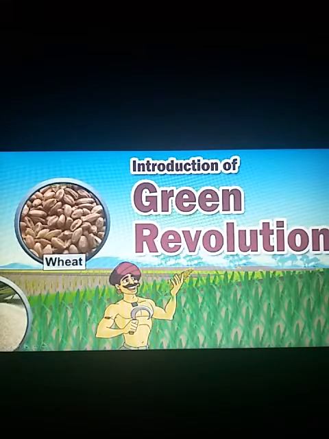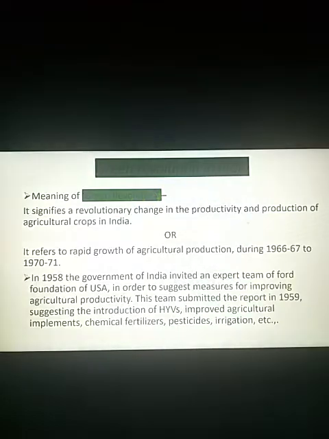So, let us try to know the meaning of the term Green Revolution and in which parts of the country this Green Revolution took place. What are the pros and cons of it? That is, advantages and disadvantages, phases of Green Revolution, how it was witnessed in different parts of India. Let us discuss in detail.